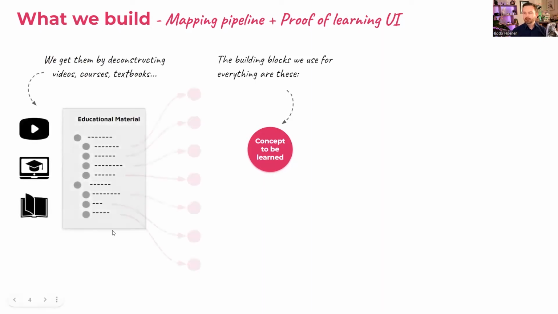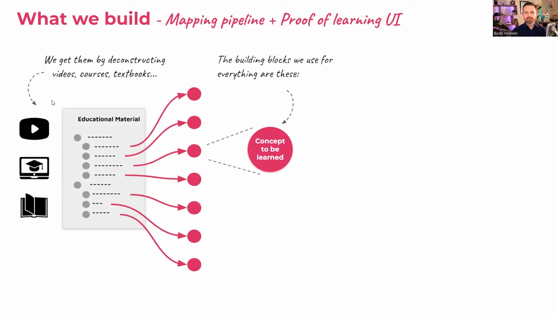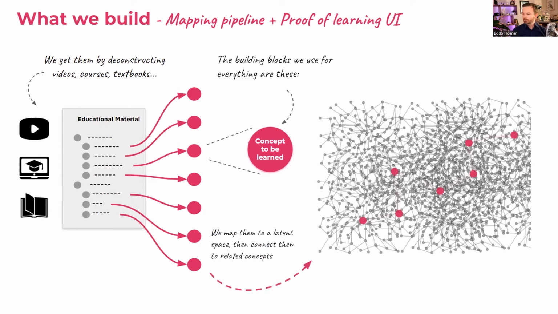Well, we get the concepts by deconstructing educational material, like YouTube videos, online courses, textbooks. And we take this educational material and break it down into concepts being taught. And each concept is then mapped out onto the multi-dimensional latent space. You can think of this as like a Google Maps for learning.